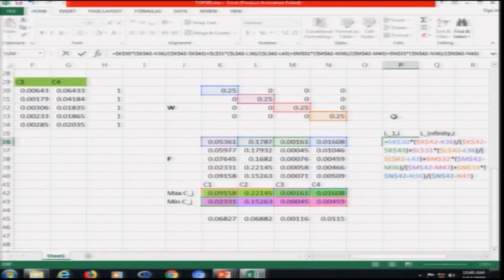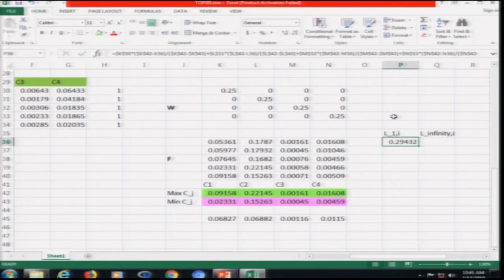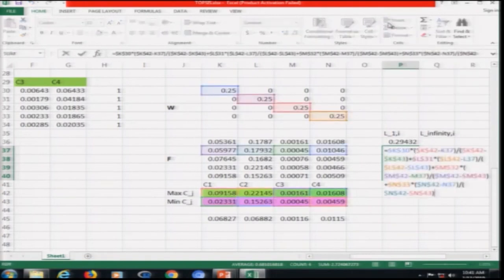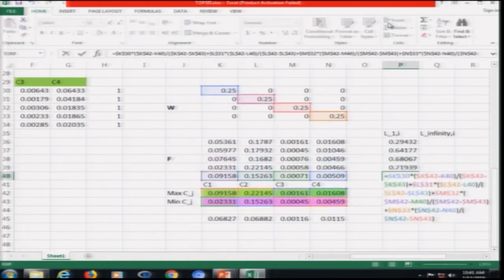So, we need to minimize the, oh, this won't be there. And the last is N53. So, this is done. So, I need to copy. Let me copy it. So, let us check by the cells whether they are right. It is right. This is right. This is right. This is right.